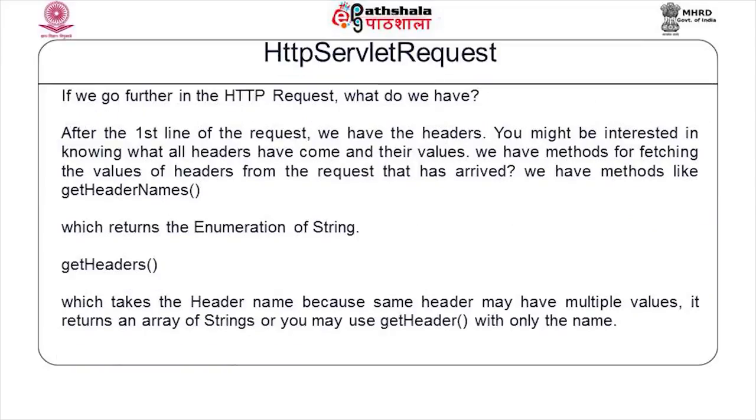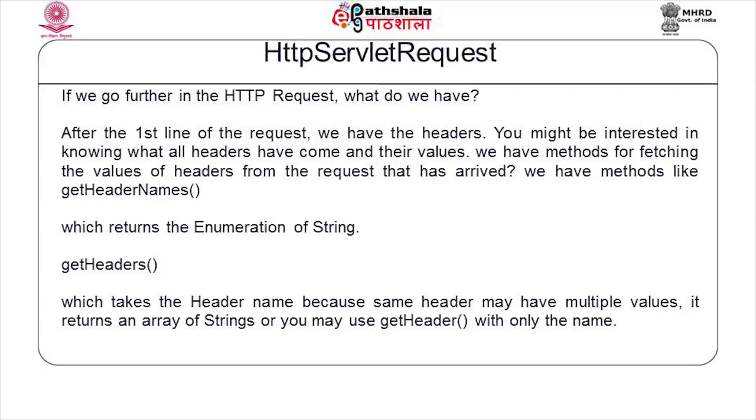That is a method initially, but if we go further in an HTTP request, what are the further things? After the first line, what were the other things? We had the headers. You might be interested in knowing what all headers have come with their values. So we have methods to fetch the header values from the request which has arrived. Here we have methods like getHeaderNames to give us all the headers.